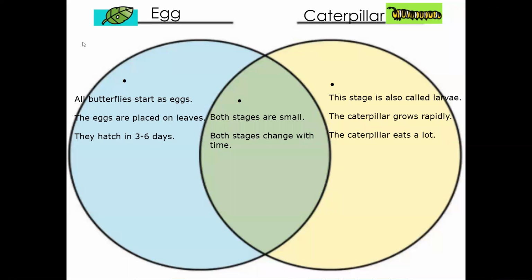Okay, scientists, did you see how Ms. Castillo used her science notes to fill out the Venn diagram? We were able to find information that's different for the egg, information that's different for the caterpillar, and things that they have in common or the same.